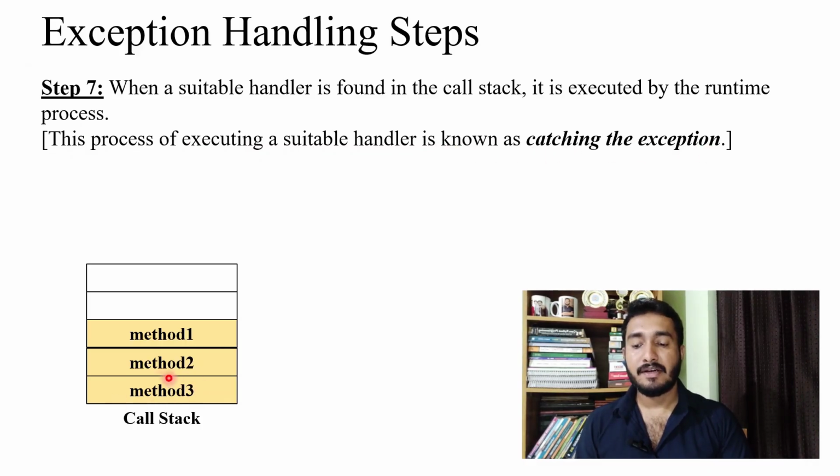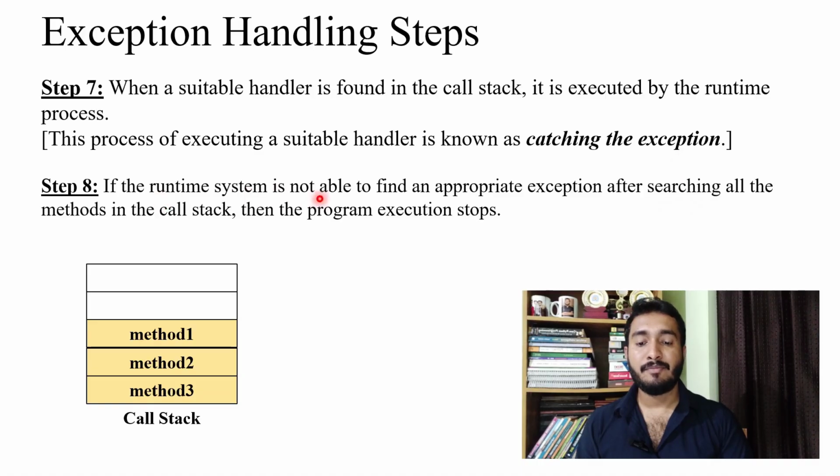So we have written the except block in method 3. What type of except block have we written? ValueError block. Since we have raised ValueError, the except ValueError block will catch the exception. That process is called catching the exception. If the runtime system is not able to find an appropriate handler after searching all the methods in the call stack, then the program execution stops. Suppose the except block is not found in method 1, method 2, as well as method 3, then the program execution stops abnormally.